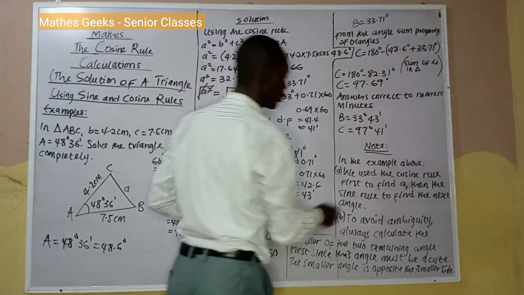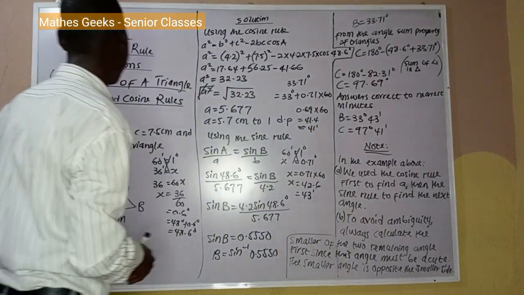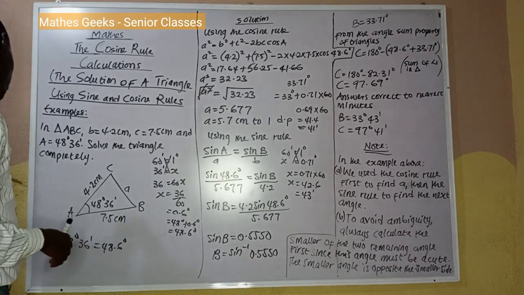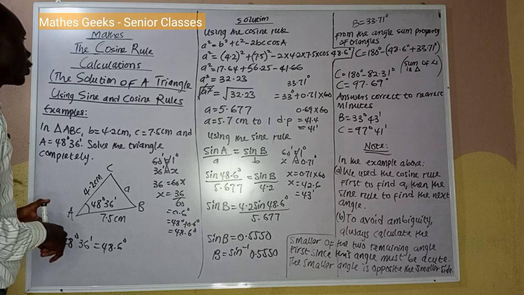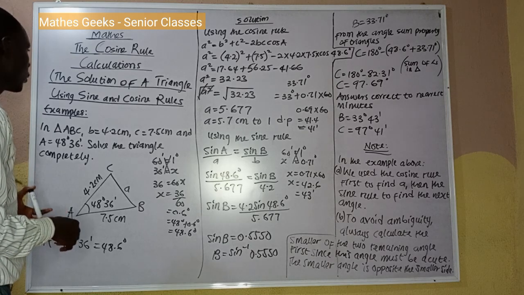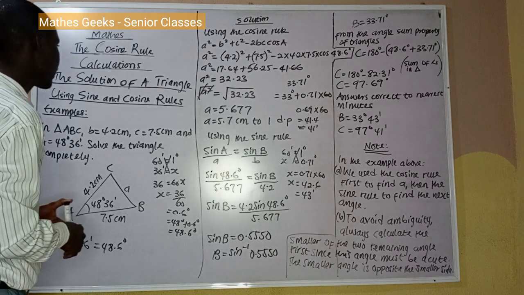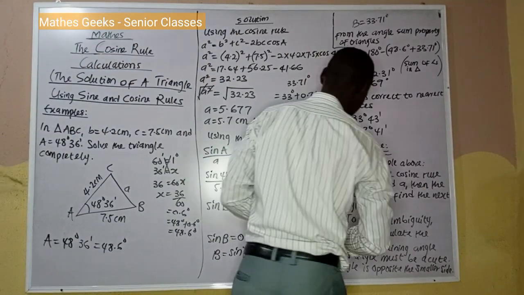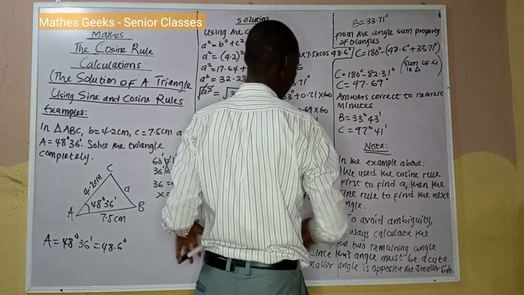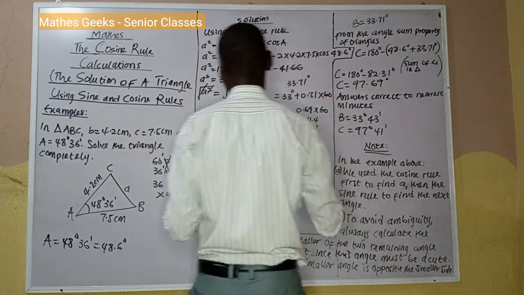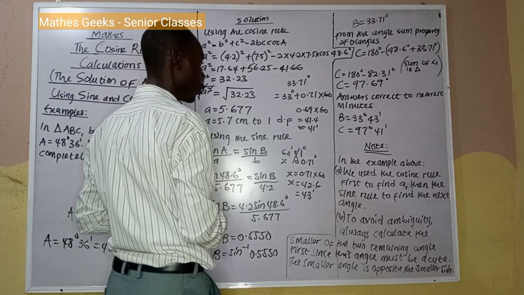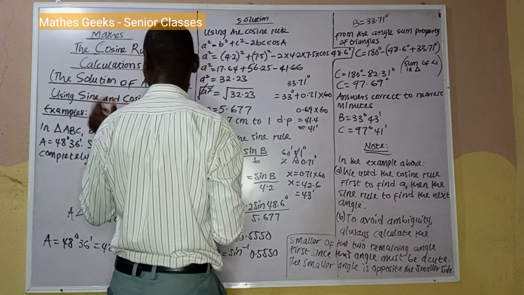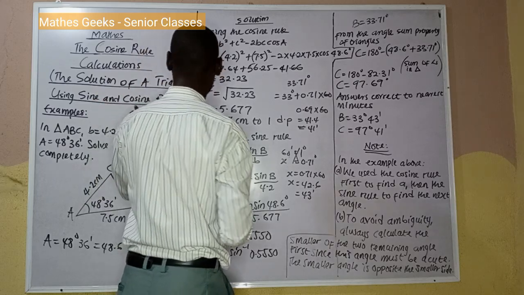So this is what you need to note whenever you are going to solve a triangle completely. For you to solve a triangle completely, it means you are going to need both the sine and cosine rule. This note applies especially to this example, and also to other examples where you need to solve the triangle completely, where you are going to need both the sine and cosine rules to do that.